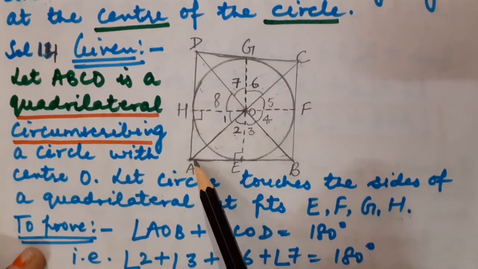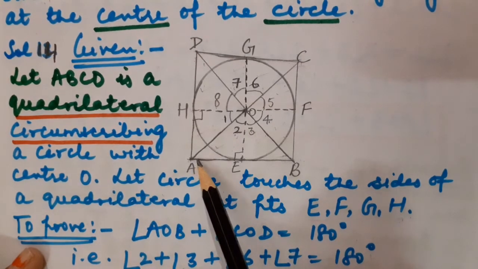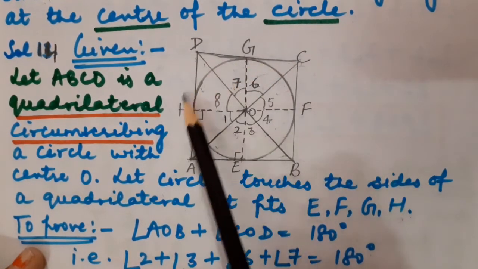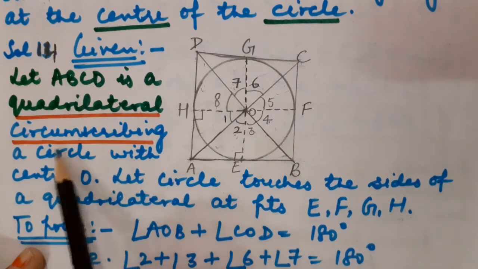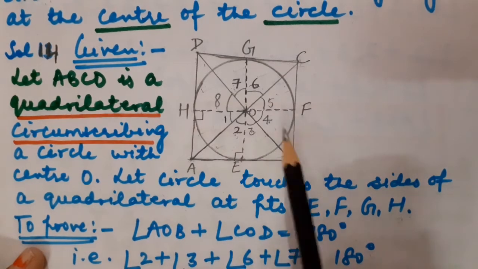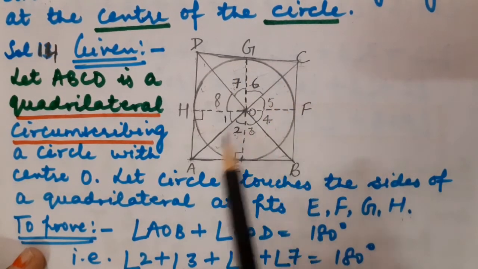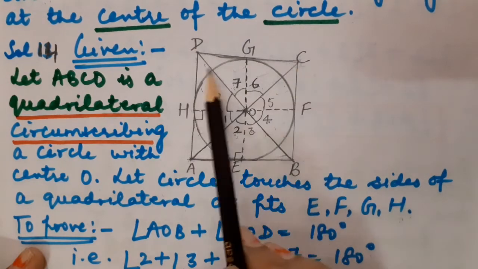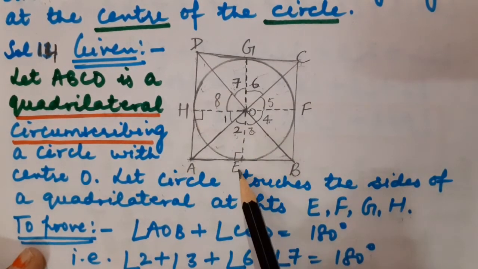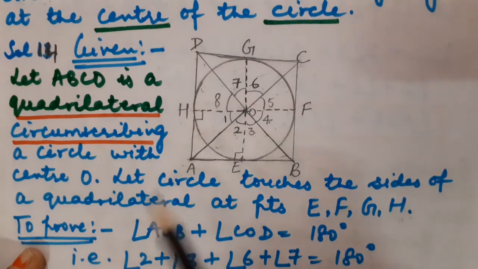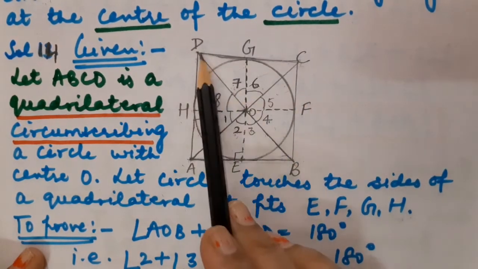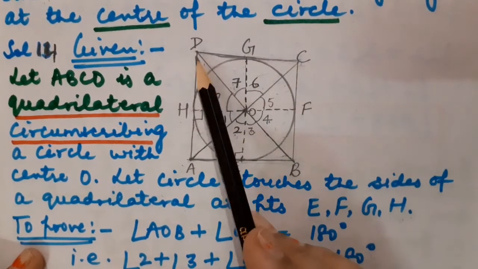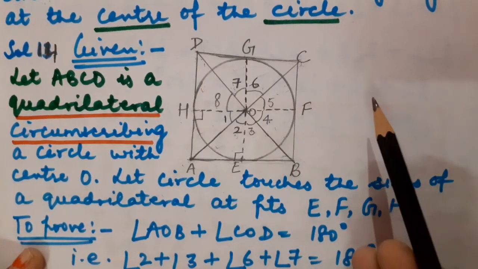First of all, there is a quadrilateral, that is ABCD, which is circumscribing a circle with center point O. Correct, children? This has been given to us. Okay. Now let this circle touches the sides AB, BC, CD and DA at point E, F, G, H respectively. What we have to prove, children, that the opposite sides of a quadrilateral, AB is opposite of CD, BC is opposite of AD. So you can take either of the two pairs.